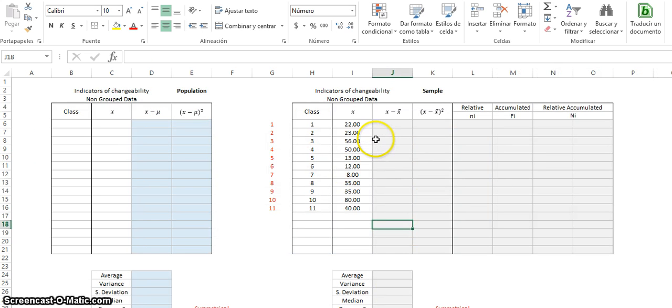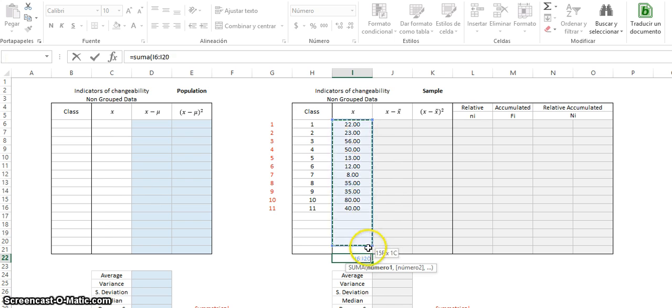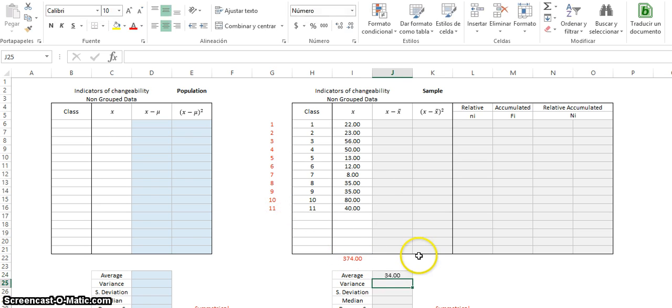Now, for the slant, we need to consider this example in which we have 11 classes or categories and an x value per each class. So you need to get the average first, because we're working with non-group data. In this situation, you have only to add the total x values and then divide it over the total classes or categories, which is in this case 11.